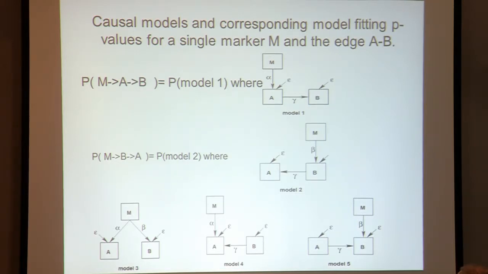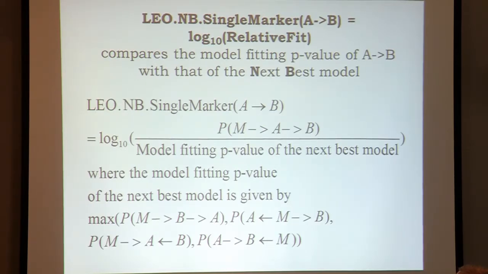However, looking at all 5 p-values can be a tedious exercise. And so, therefore, we define a statistic which is a relative model fitting index as follows. Remember, we are often interested in one causal scenario: the SNP marker causally affects a gene A, and that gene A causally affects, for example, HDL levels. That's the causal situation that we're interested in.